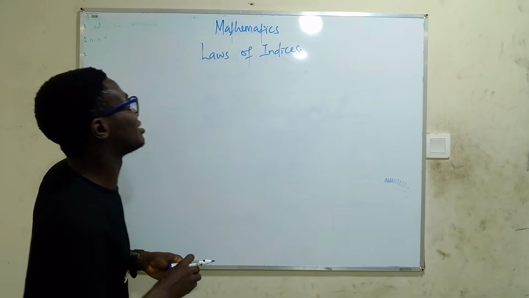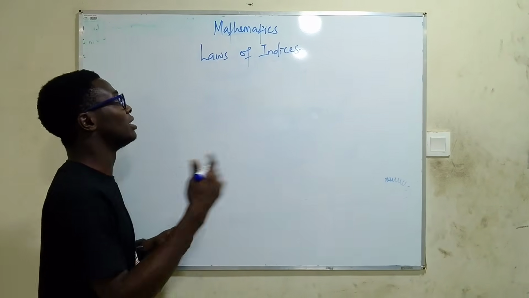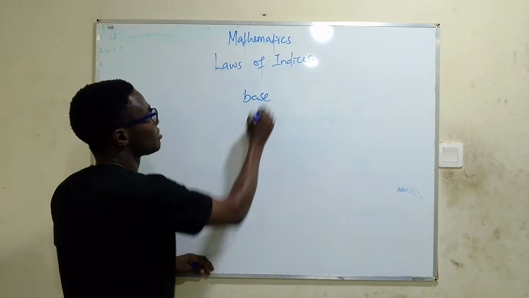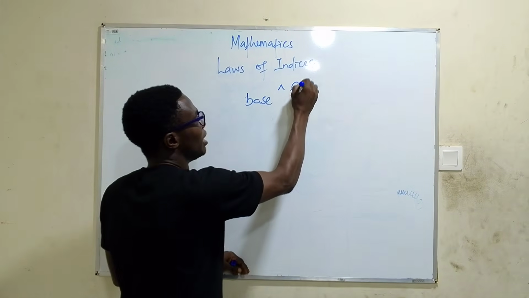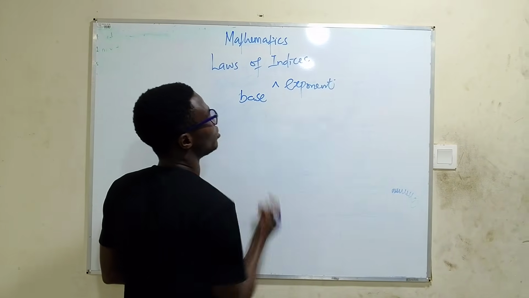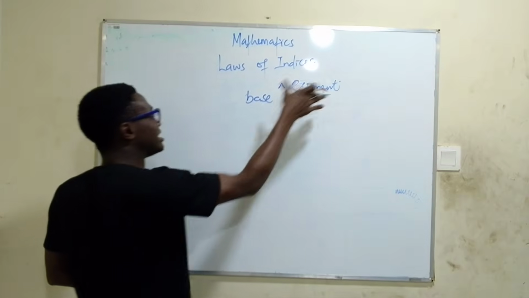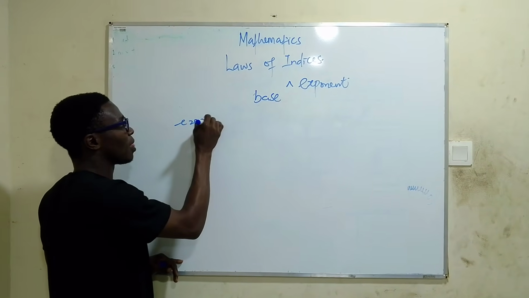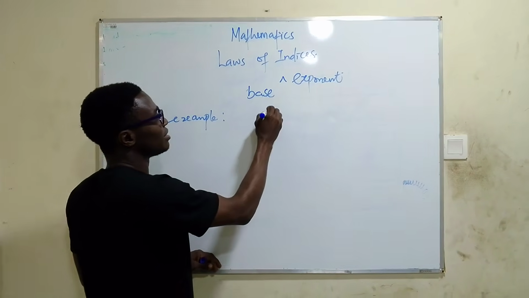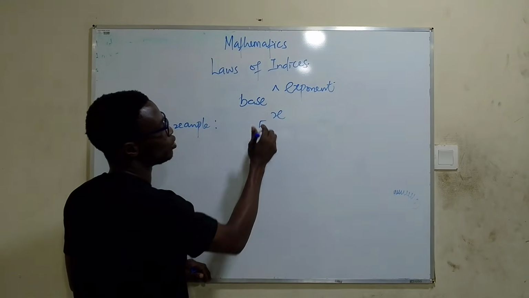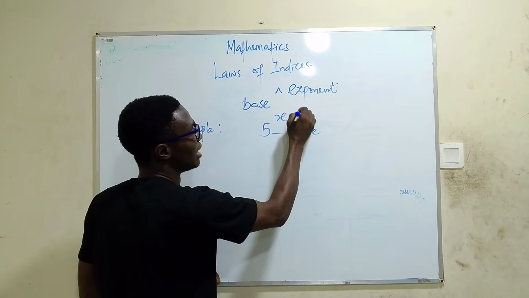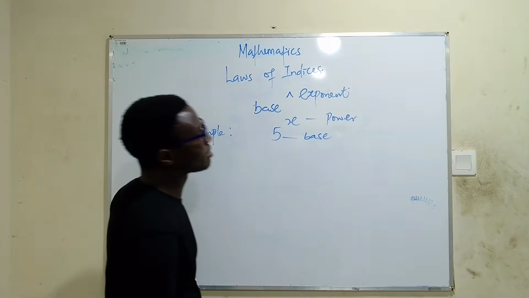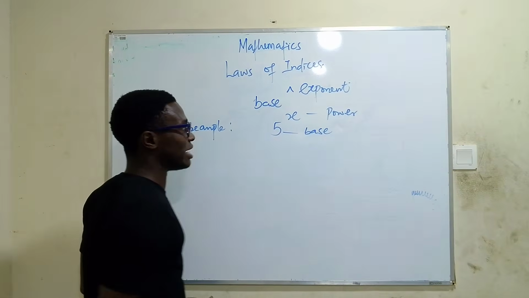What are indices, or what can we take indices to be? Let's say we have a base raised to a power, an exponent. An index can be seen in this aspect. For example, I can say 5 raised to power x, where 5 is the base and x is the power, which represents the exponent.